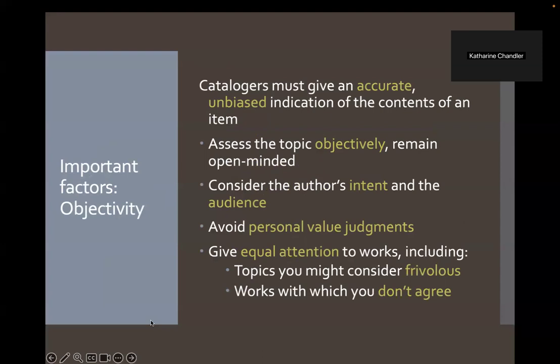Important factors like objectivity. Catalogers need to give an accurate, unbiased indication of the contents of an item. So you assess the topic objectively and remain open-minded. You need to consider the author's intent and the audience, avoid personal value judgments, and give equal attention to works, including topics you might consider frivolous or works with which you don't agree.